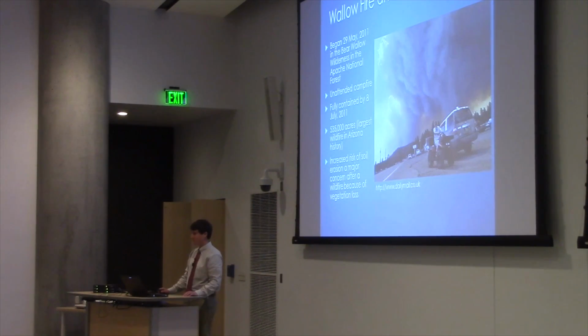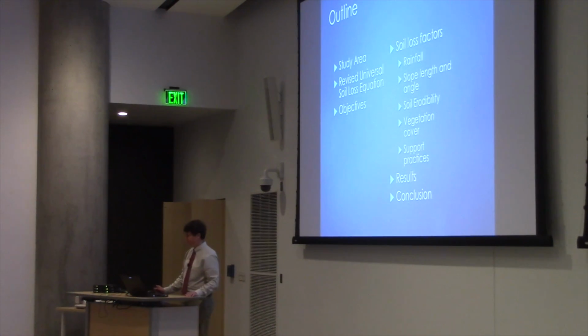Immediately after a wildfire takes place, one of the immediate concerns is the increased risk of soil erosion because of vegetation loss. Here's a brief outline of my presentation. I'll go over the study area. I'll introduce the revised universal soil loss equation. I'll describe the objectives of my study. I'll go over the 5 soil loss factors that the equation uses, and how I evaluated each of them. Then I'll end with results and my conclusions.